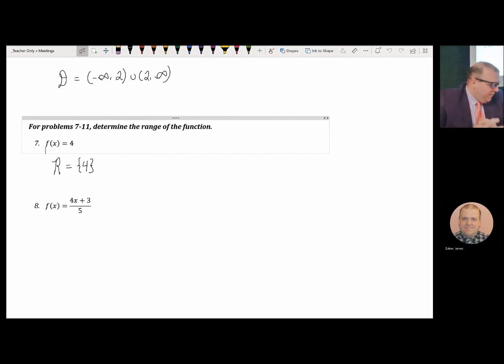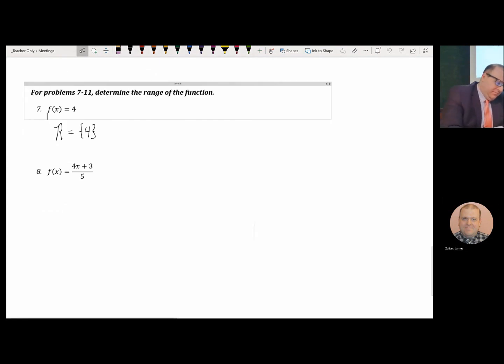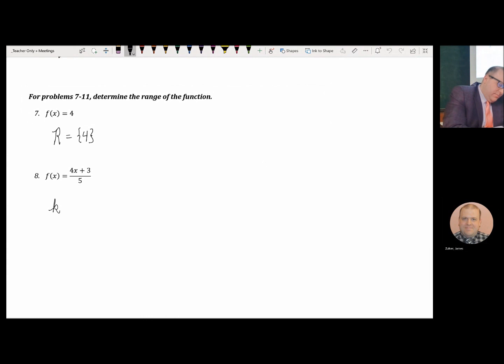Range of (4x plus 3) over 5. To determine the range, remember, range is everything that the function can give you. Pick an arbitrary value. We're just going to call it k. Yeah, h is fine, we're just saying it's some arbitrary value. Set it equal to the function. Now solve for x.